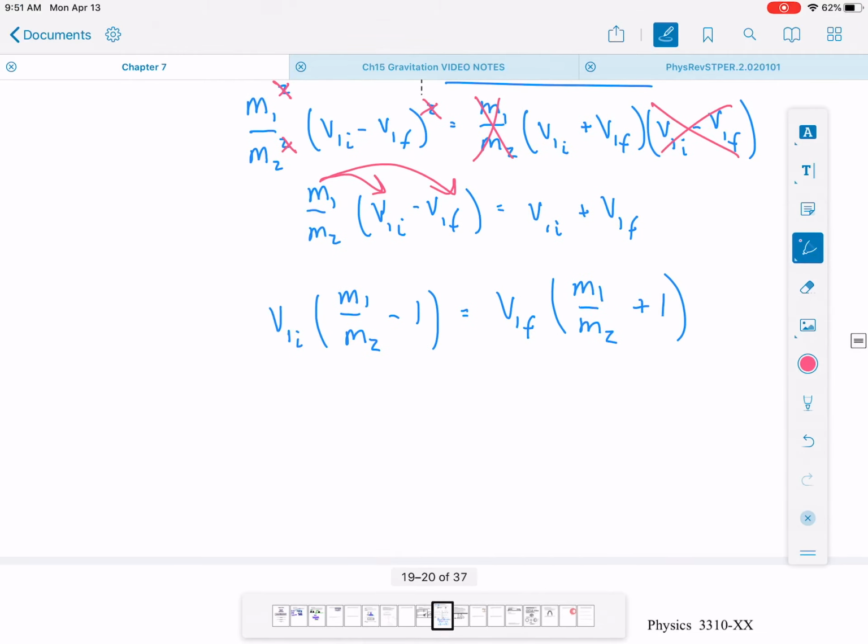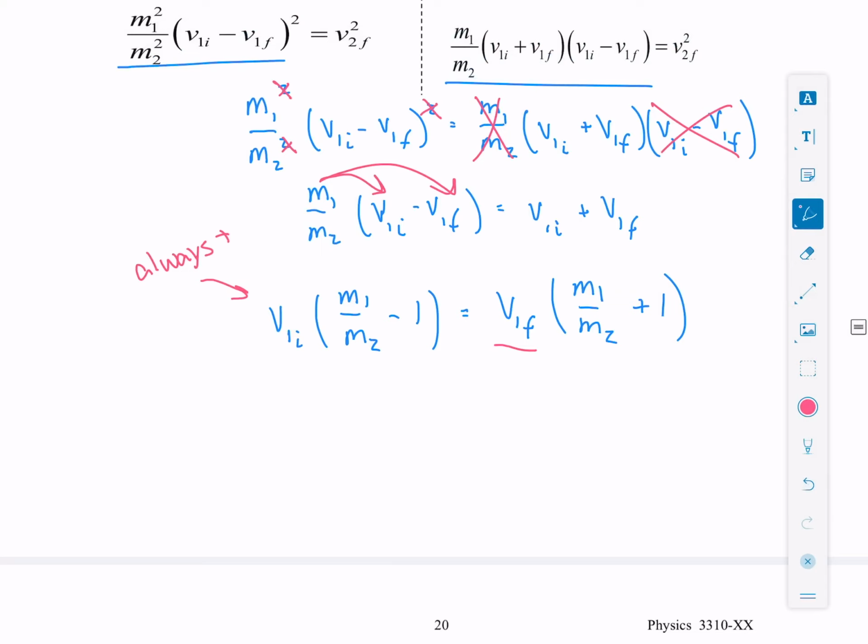The reason I got to this point is because now we can analyze this equation in terms of the mass differences. So V1 initial is always positive. V1 final is what we're trying to figure out. Is that positive, negative, or zero? If it's positive, it's going forward. If it's negative, it's going backwards. If it's zero, the ball will stop. This whole term will also always be positive. So whether or not V1 final is positive, negative, or zero depends on whether this term right here is positive, negative, or zero.